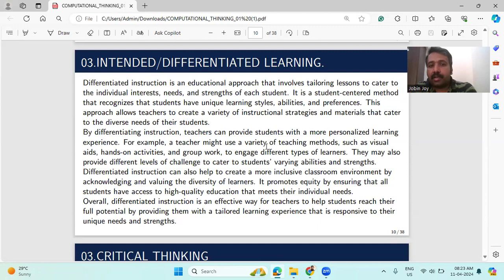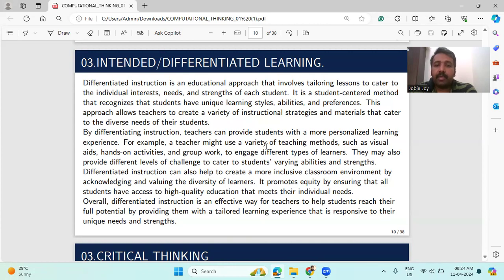Differentiated learning. Differentiated instruction is an educational approach that involves tailoring lessons to cater to the individual interest, needs, and strength of each student. It is a student-centered method that recognizes that students have unique learning styles, abilities, and preferences. This approach allows teachers to create a variety of instructional strategies and materials that cater to the diverse needs of their students. By differentiating instruction, teachers can provide students with a more personalized learning experience.